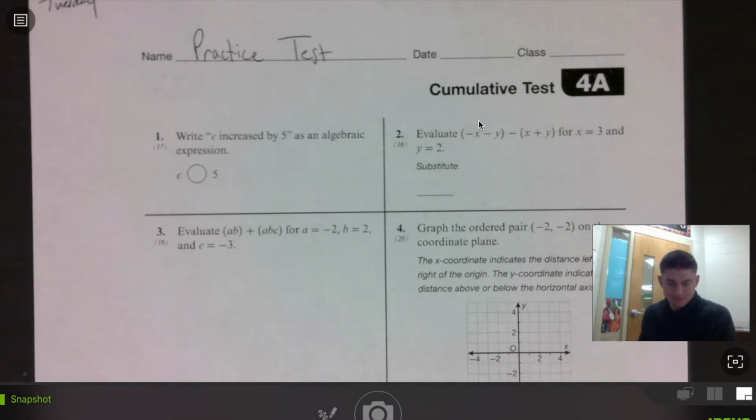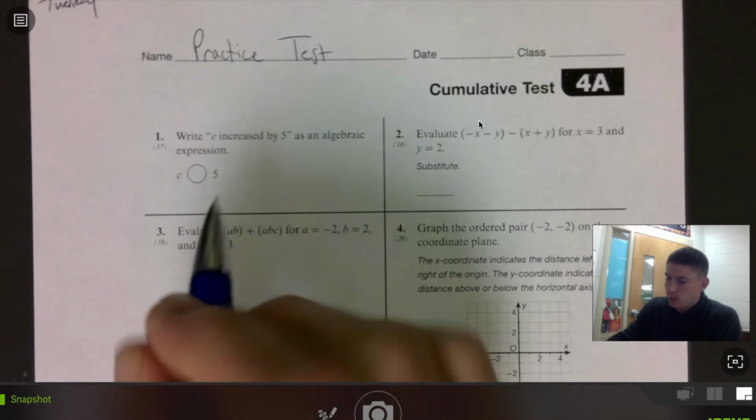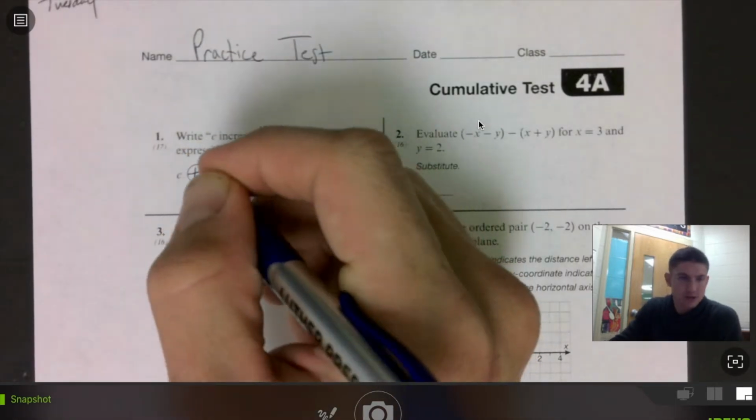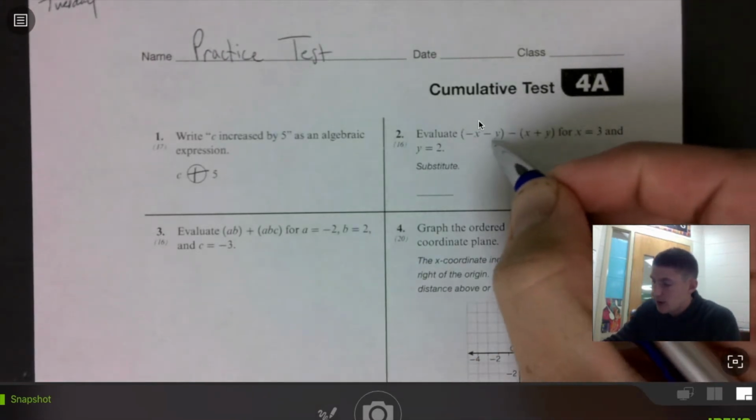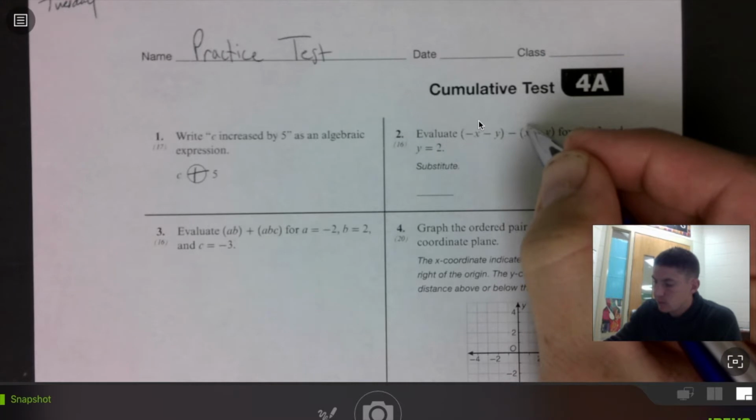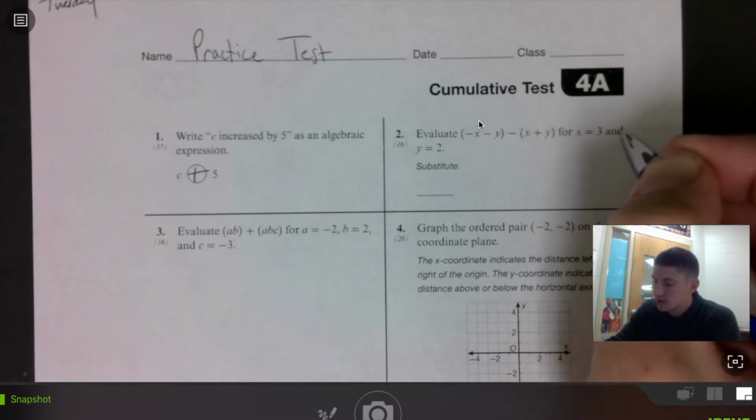Number one says, write C increased by 5 as an algebraic expression. The term increased by is going to point us to addition as our operation, so C increased by 5, C plus 5. Number 2, evaluate negative x minus y in parentheses minus in parentheses x plus y for x equals 3 and y equals 2.